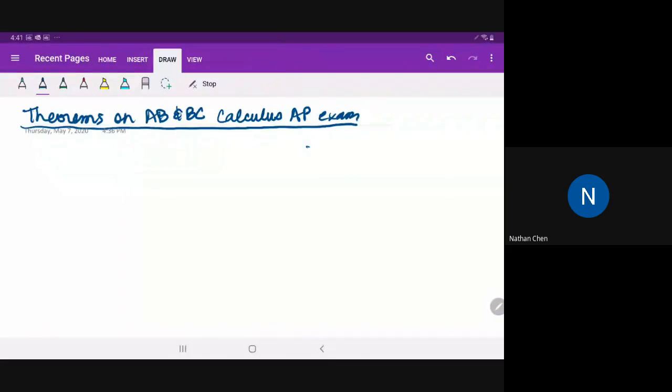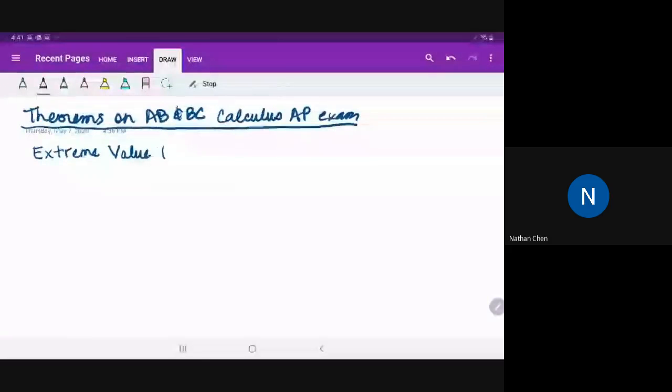Okay. So theorems on AB and BC. There's three main theorems, and then there's a subset of one of the theorems. The first theorem I'm going to talk about is kind of different than the others, and it's one that you use a lot. I don't really think of it as a theorem. There's actually two theorems that I want to show you that are kind of important, but not the ones I'm talking about today. So let me just do those real fast.